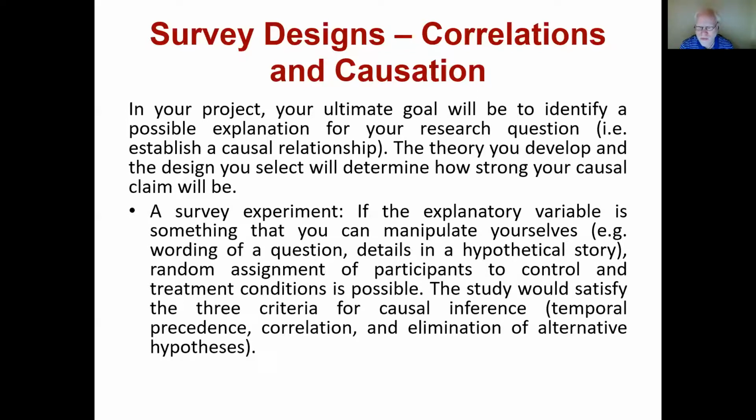If the explanatory variable is something that you can manipulate yourself, for example the wording of a question or details in a hypothetical story, there are several examples. In this case, it was the wording of the question: how many people will be saved, or how many people will die. That was a change in the frame, the wording of the details in the hypothetical story. If you're able to manipulate the wording, say the frame, which is the explanatory variable, random assignment of participants to control and treatment conditions is possible.